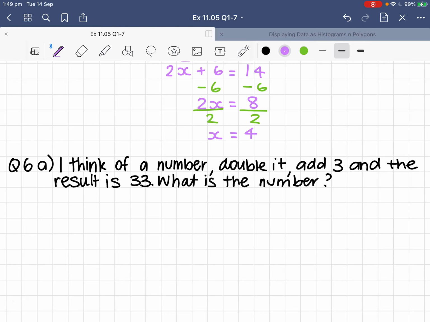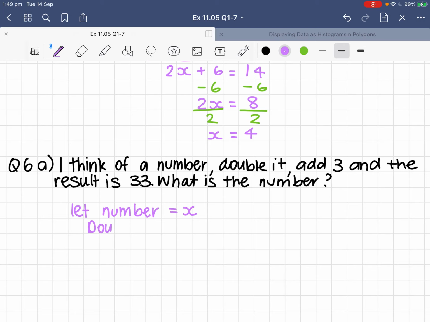For question 6, there's only part 6A, so I'm not going to go completely through this question. I'm just going to set it up for you and let you finish it yourself in case you need help with this one. So question 6A says, I think of a number, I double it, add 3 and the result is 33. What is the number? So again, I'm going to let my number be x. So I'm going to write let number equal x for this one.